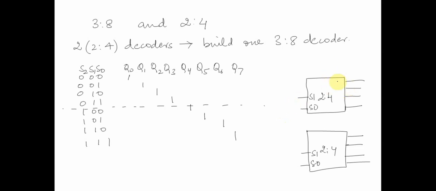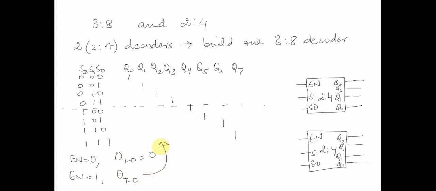Correct. Nomenclature-wise, these are all Q3 to Q0, and this is again Q3 to Q0, and then we have an enable pin as well, which we know how it works, right? The function of the enable pin is: when enable is equal to 0, all outputs 7 down to 0 are 0. When enable is equal to 1, the outputs 7 down to 0 follow this truth table, correct?